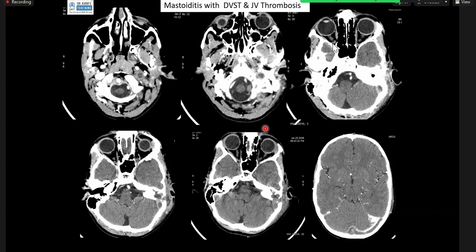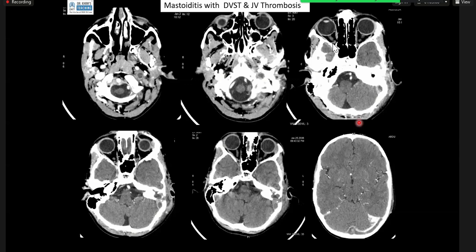So they want to see that you are a safe radiologist, even if you are not a classical subspecialty head and neck radiologist. You can pick up these things. Any radiologist must pick up these things, any radiologist. And this is what the FRCR exam is about.